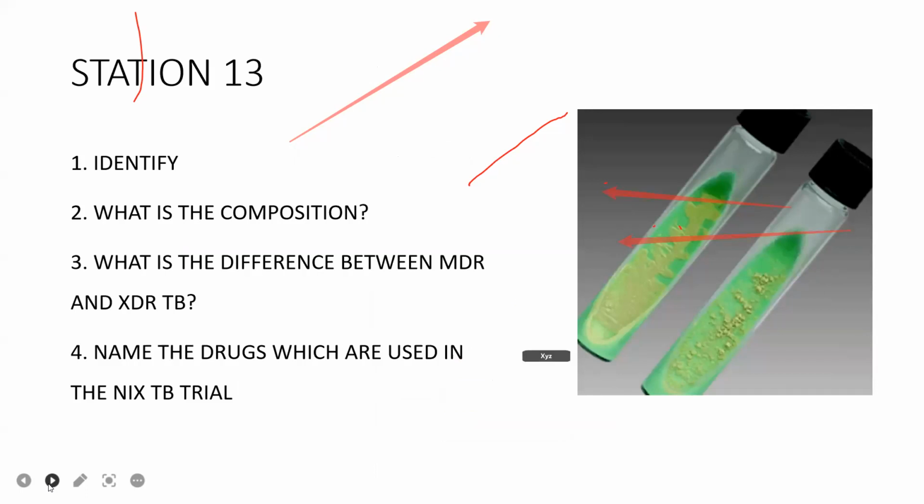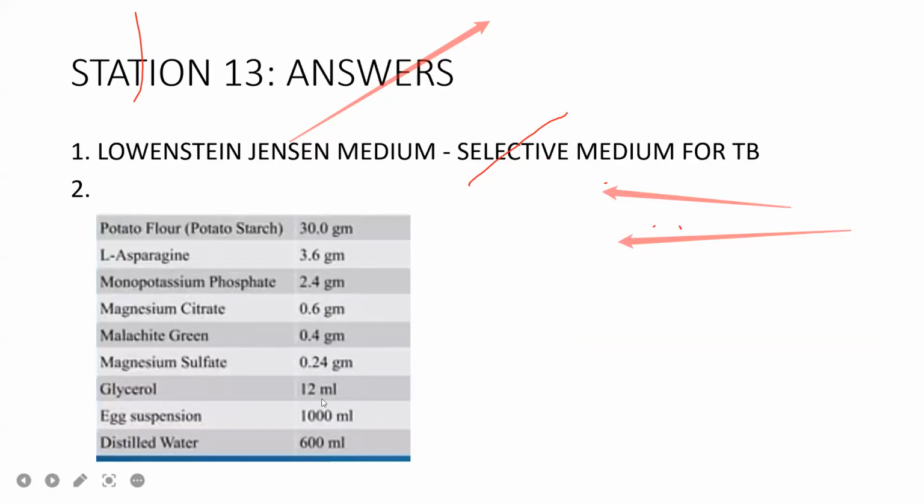This was a culture media. What was the culture media? That was Lowenstein-Jensen medium, a selective media for tuberculosis. You all should know the composition of this Lowenstein-Jensen medium. In the next slide, you can go through that. What are the components of Lowenstein-Jensen medium?